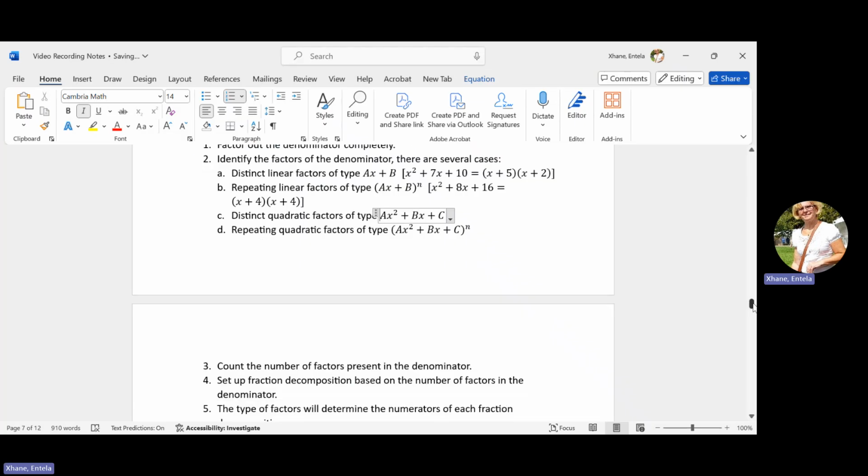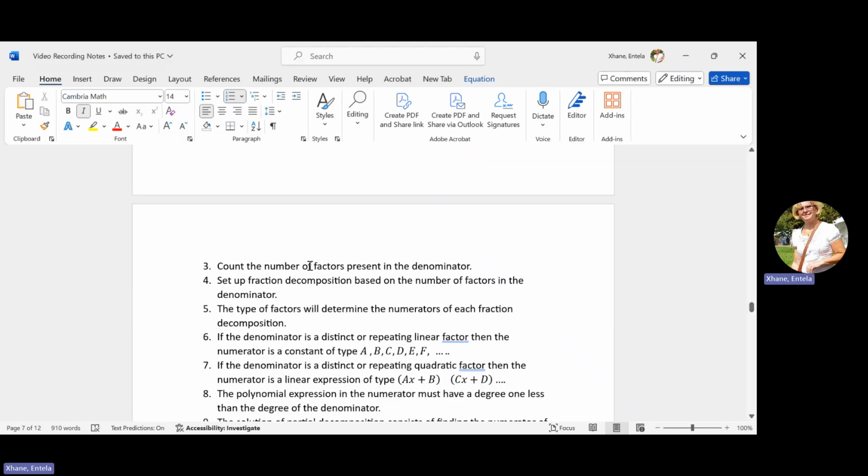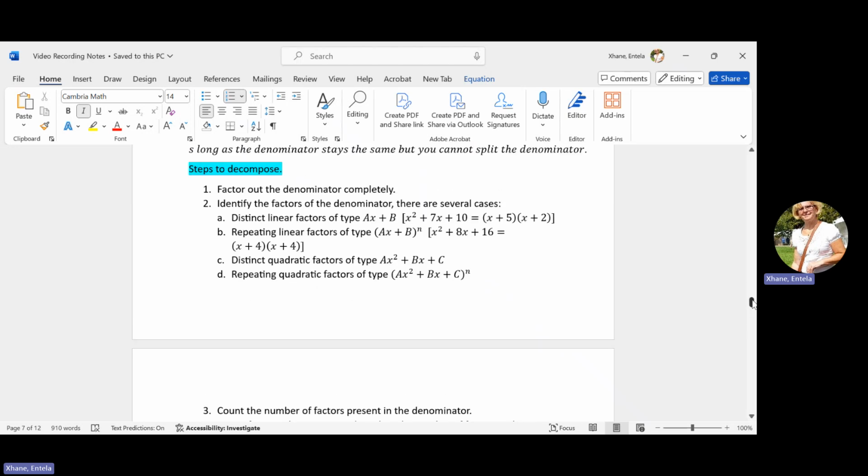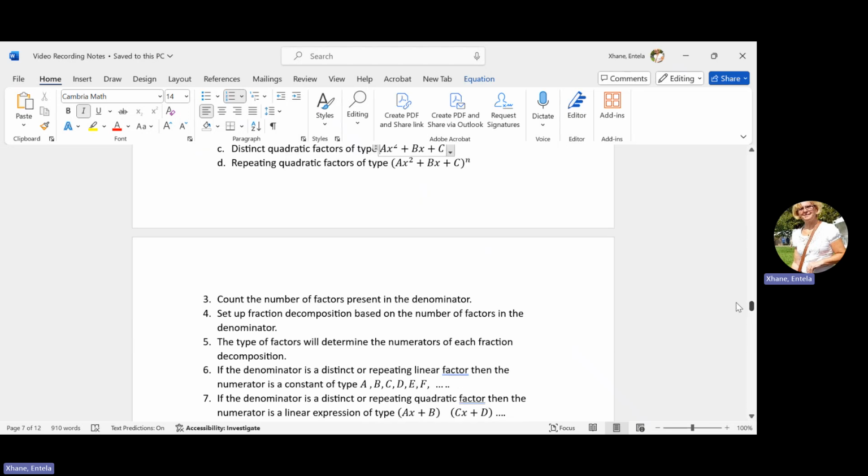Let's see what the next step is. You're going to count the number of factors present in the denominator. So if I factor out, let's say, x squared plus 7x plus 10, I get two factors. That is going to allow us to set up the fraction decomposition. So if I have two factors, that means I need two fractions. So setting up the fraction decomposition is based on the number of factors in the denominator.